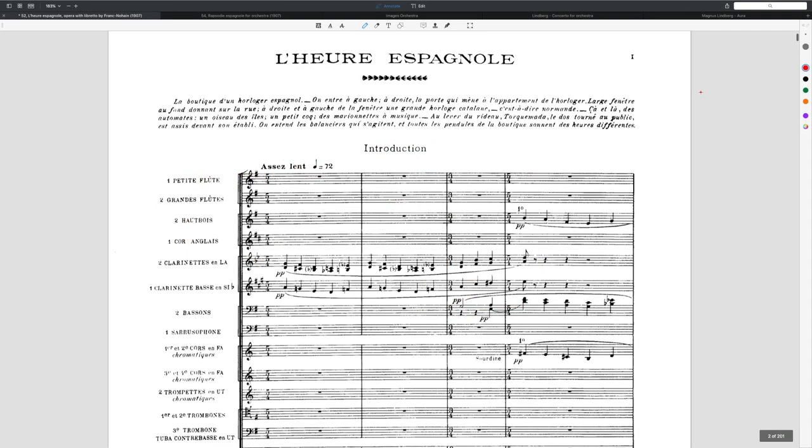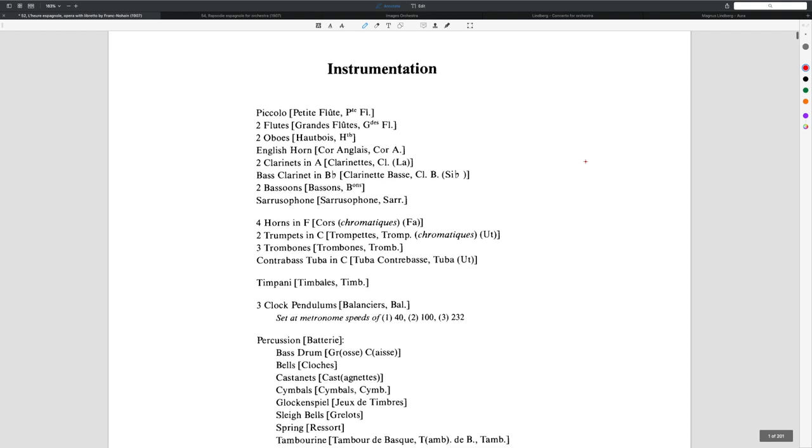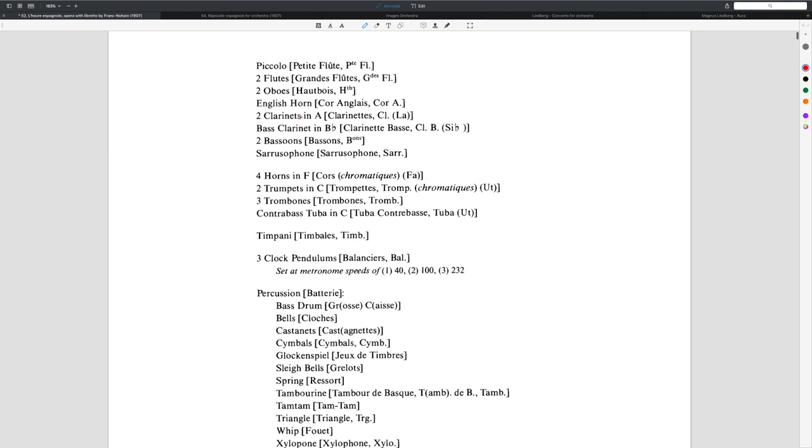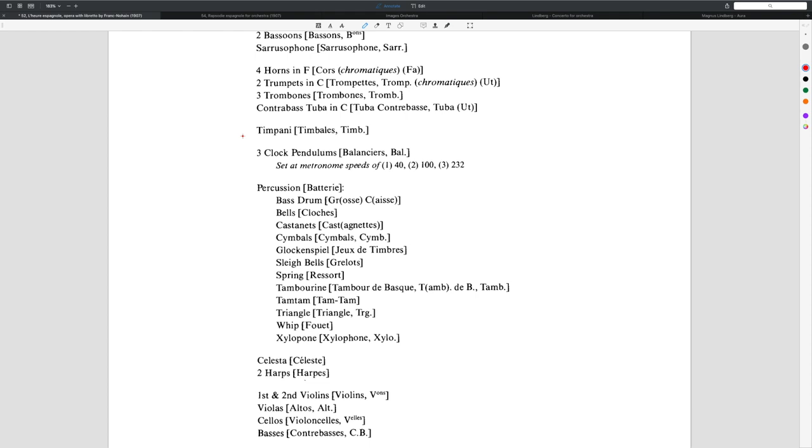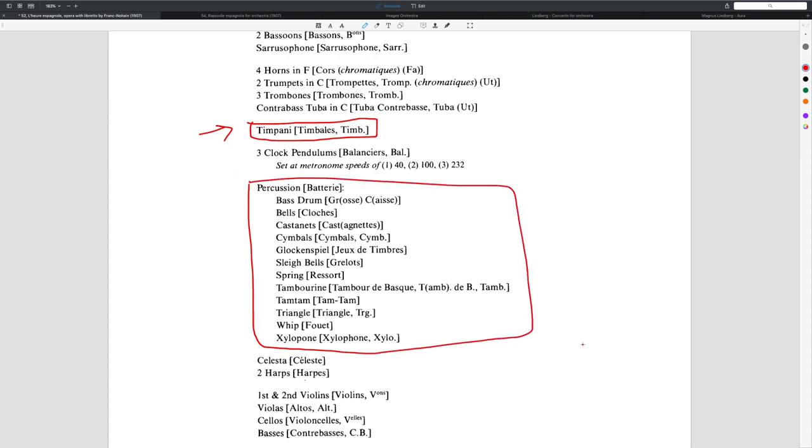Let's take a look at some literature examples. This is a work by Maurice Ravel. And at the beginning, we have an instrumentation page which shows all the instruments which are used in the score. So, and here, a timpani. The timpani player plays only timpani, no other additional instruments. And then we have the percussion instruments. And we don't have an indication of which player plays which instruments. At that time, this notation was completely okay. The composer wrote the instruments and then the players in the orchestra made this division.